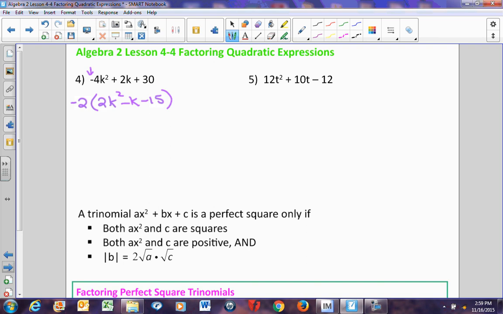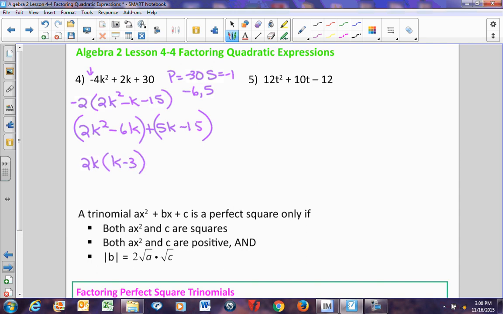So now I need a product of negative 30 and a sum of negative 1. So negative 6 and positive 5. So I'm going to have 2k squared minus 6k plus 5k minus 15. And all I did was rewrite negative k as negative 6 and positive 5. Group my first 2 and last 2 again. Common term in the first one is 2k, and I'm left with k minus 3. Common term in my second parenthesis is positive 5, and I'm left with k minus 3.